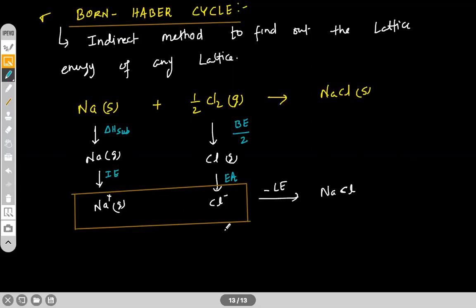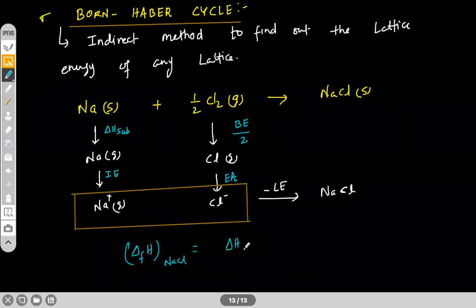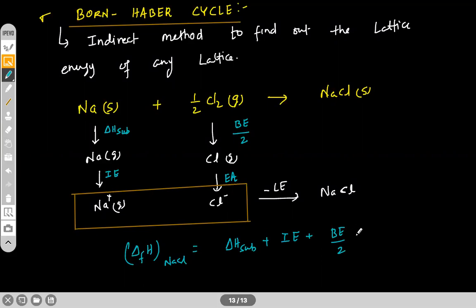So the enthalpy of formation of NaCl, delta f H, equals the enthalpy of sublimation, plus the ionization energy, plus half of BE, the bond dissociation energy, plus the electron affinity, which is mainly negative, minus E, plus the lattice energy released, minus the lattice energy. This is the equation we have. Once you have this enthalpy of formation, you can put in all these values and find the lattice energy. All these values will be given in the question; you don't have to calculate them. BE is the bond energy of the chlorine-chlorine bond that you need to break.